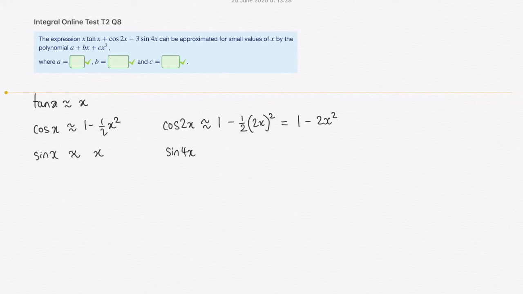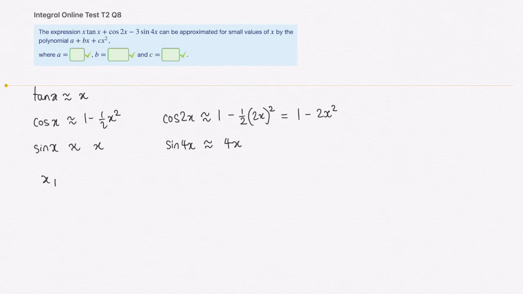And similarly here, we need to replace our x in our small angle approximation for sine with a 4x. So sine 4x is approximately equal to 4x. Okay, so now what we need to do is make these substitutions into the expression x tan x plus cos 2x minus 3 sine 4x.